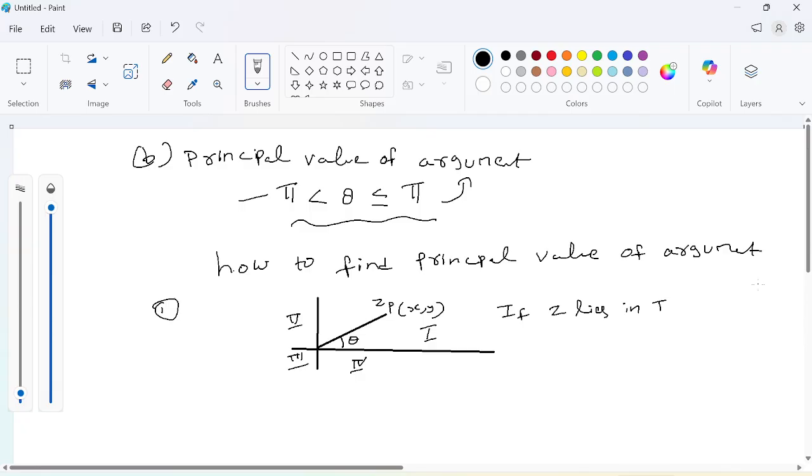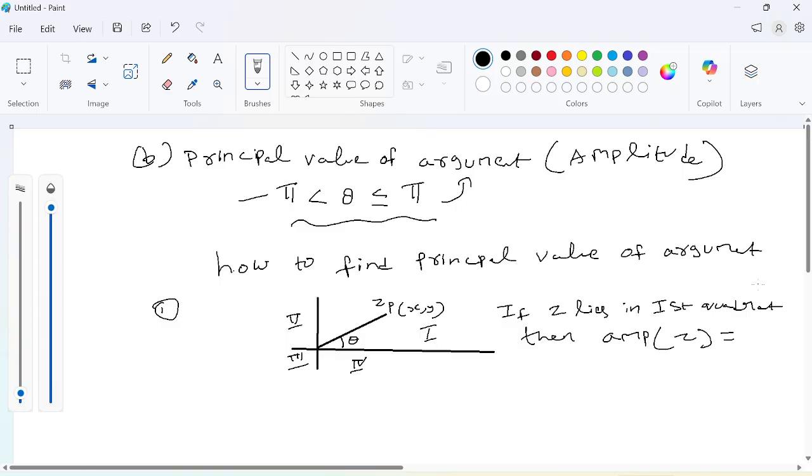If Z lies in the first quadrant, then this principal value of argument is also called amplitude. Remember, amplitude: this principal value of argument is also called amplitude. So if Z lies in the first quadrant, the amplitude of Z will be theta. So the amplitude of Z is equal to theta. So this is this angle.